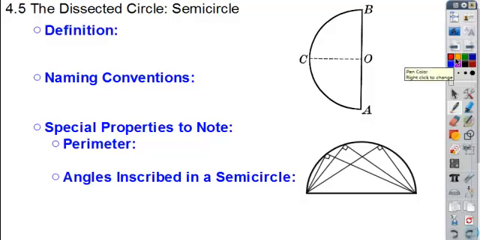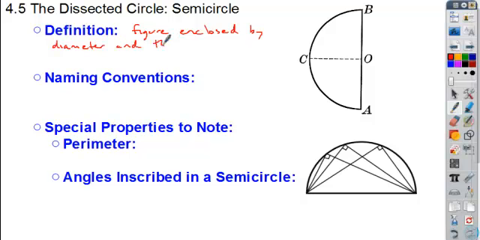So the first thing I'm going to do with each of these, I refer to them as dissected circles. They're just portions of a circle or portions that are cut from an actual circle. And so the first one that I'm going to talk about, we've already dealt with, and that's a semicircle. By definition, a semicircle is the figure enclosed by a diameter and the circumference cut off by it.